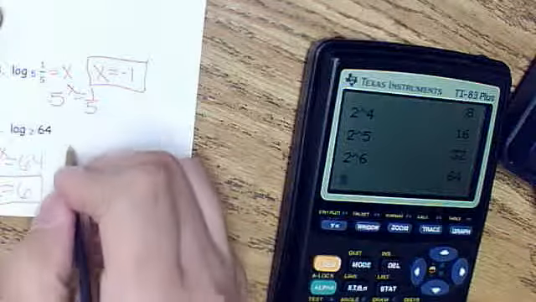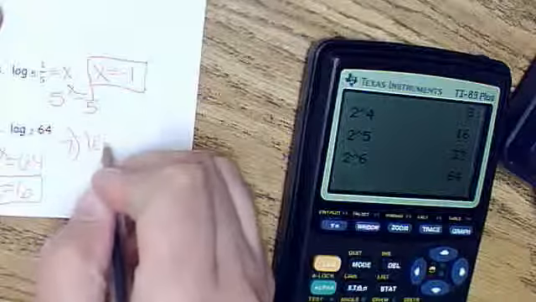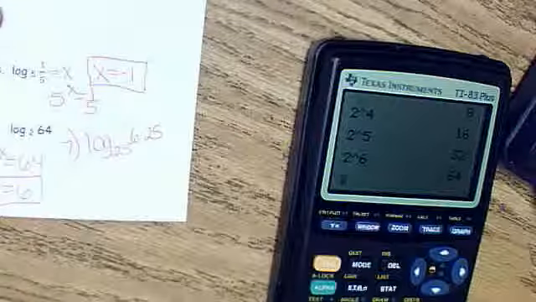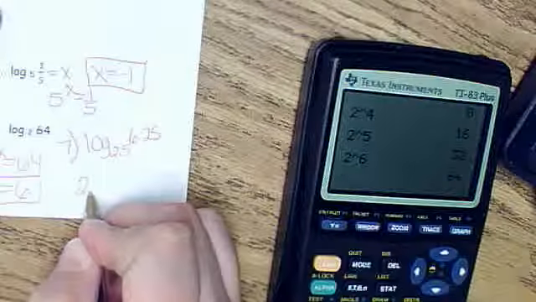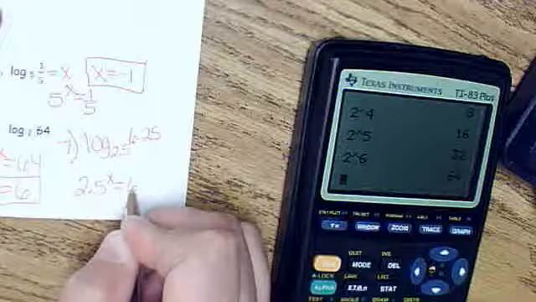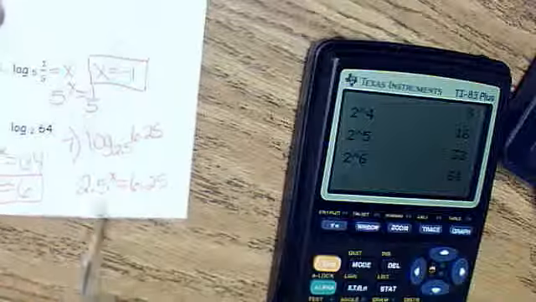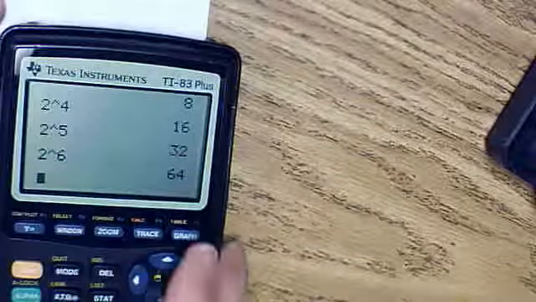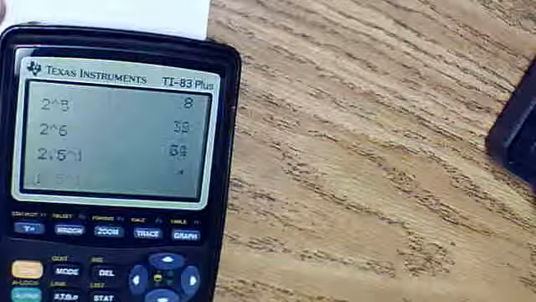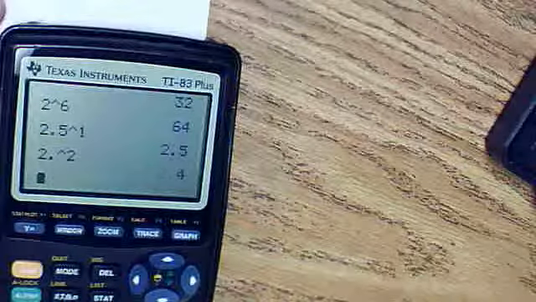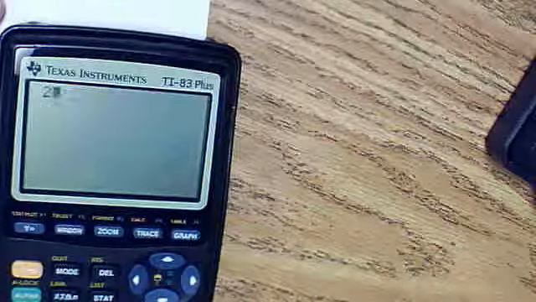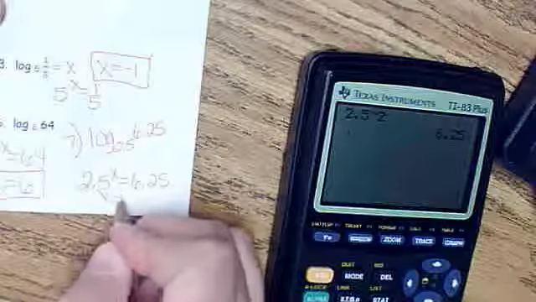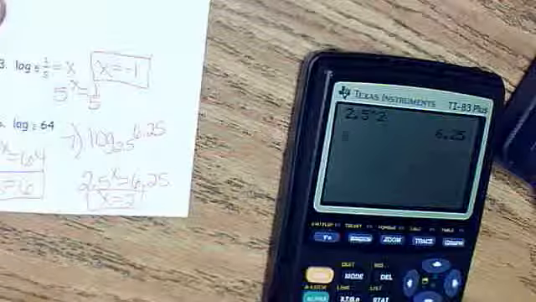We're going to add one more problem here, number 7, and it's going to be log base 2.5 of 6.25. So that means 2.5 to the x equals 6.25. Now when I look at this and I see 2 decimals, that means that x is going to be positive. So I'm going to try it in my calculator. 2.5 to the 1, 2.5 squared, oops, helps when you type it in right, 2.5 squared, 6.25, so x equals 2. Okay?